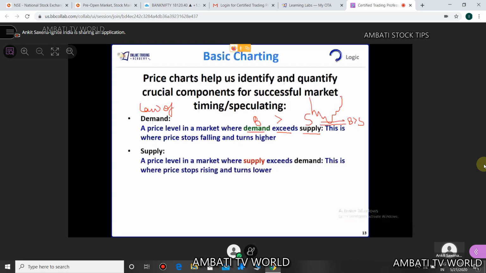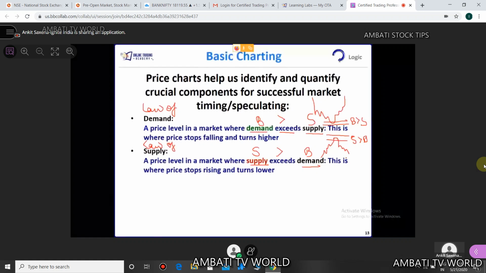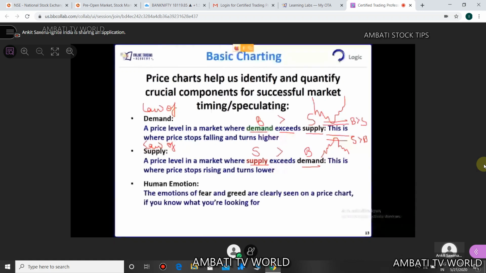Similarly, supply. It's nothing but the law of supply, isn't it? A price level in a market where supply exceeds demand, which means sellers are more than the number of buyers. And what's happening here? The prices are moving up and coming at an expensive rate here, and from this level, the prices take a U-turn and again come down, because the number of sellers are more than the number of buyers here. Clear, everyone?